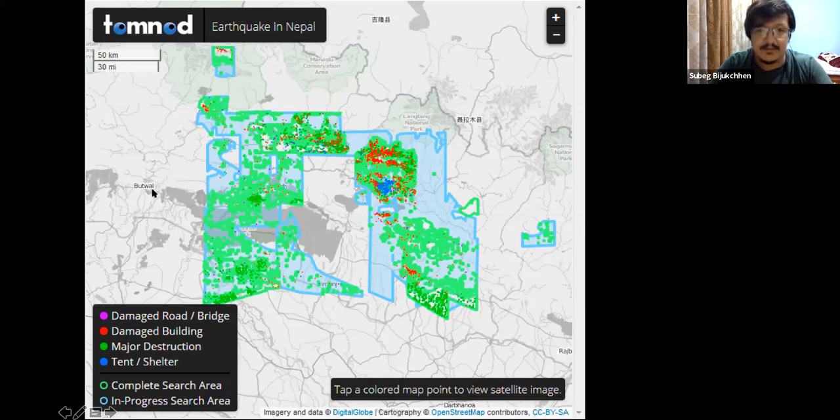It's in the western part. Butol is here in Palpa area. It's much less, kind of. Okay. So this is what they made. Very, very fast. They did that in 2 to 3 days. Why? Because they used many people. They used the satellite data.